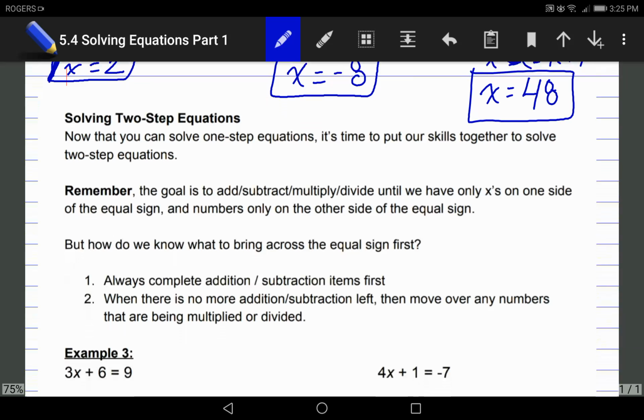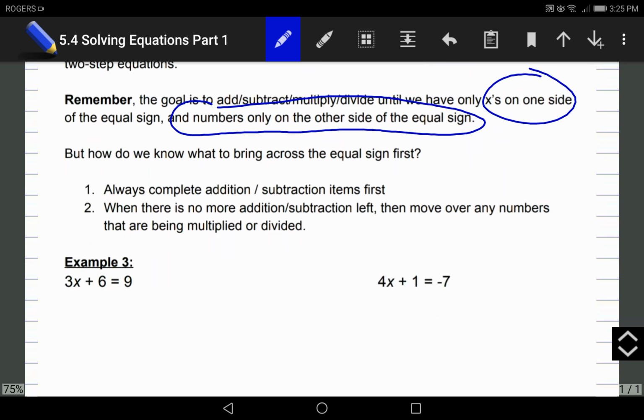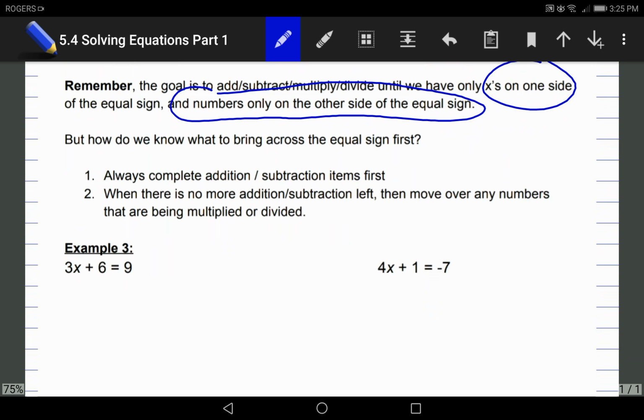Solving 2-step equations. Now that you can solve 1-step equations, it's time to put our skills together to solve 2-step equations. The goal, of course, is still to get all the letters on one side and the numbers on the other side. But the question is now, what do you do first? Let's look at these more involved questions. What should you move over first?